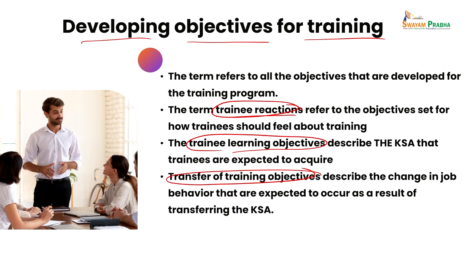So the very first term is trainee reactions. The term trainee reaction refers to the objectives set for how trainees should feel about training. How would they feel about the training program? These reactions are often considered the first level of evaluation in Kirkpatrick's training evaluation model, and focus on how trainees feel about the training experience.